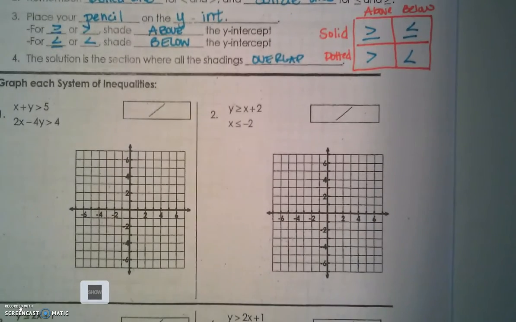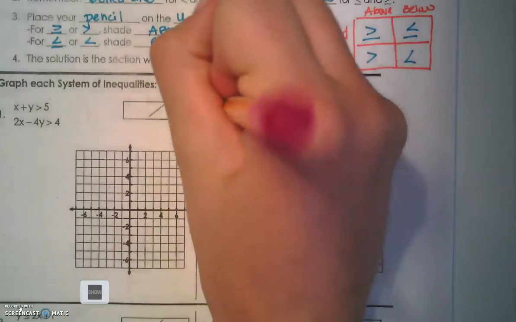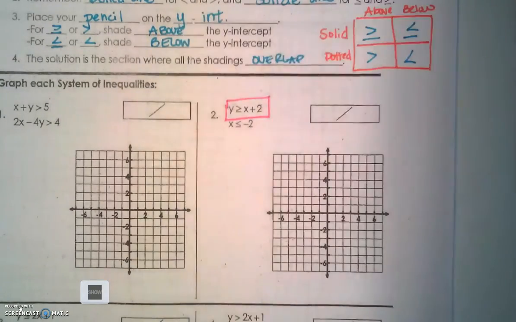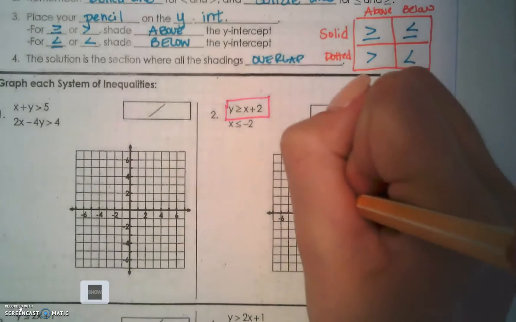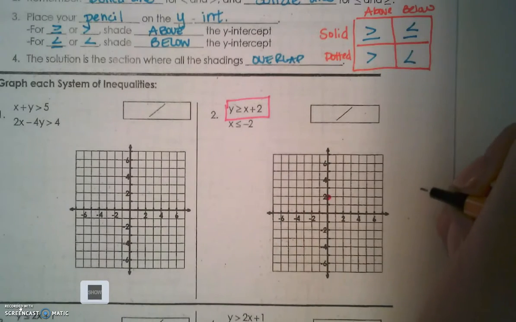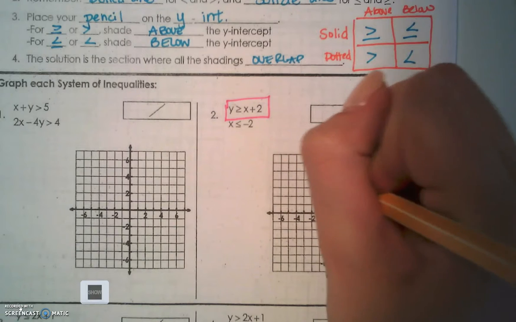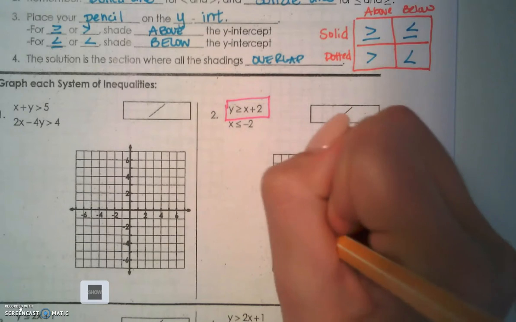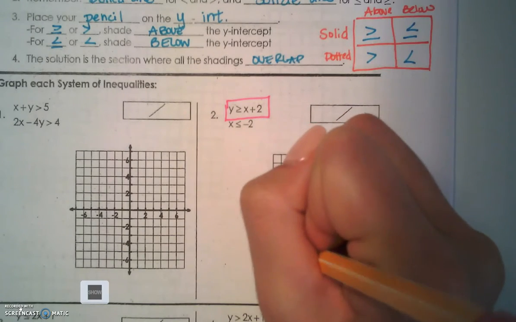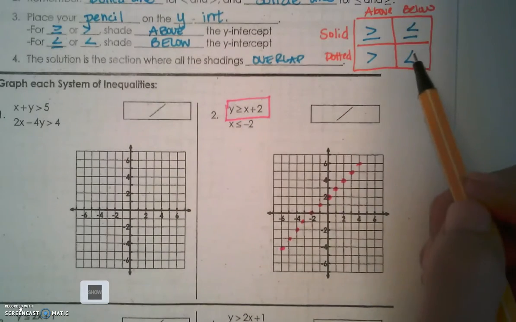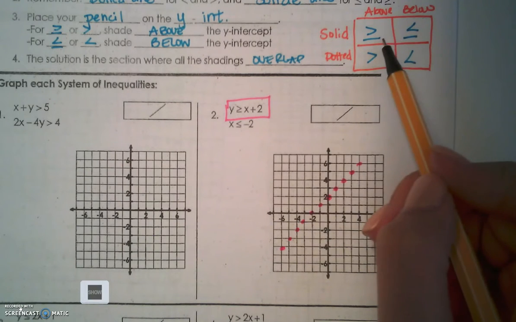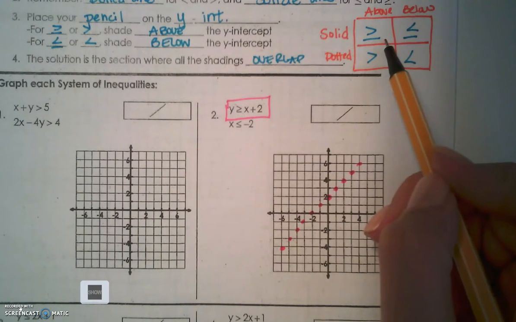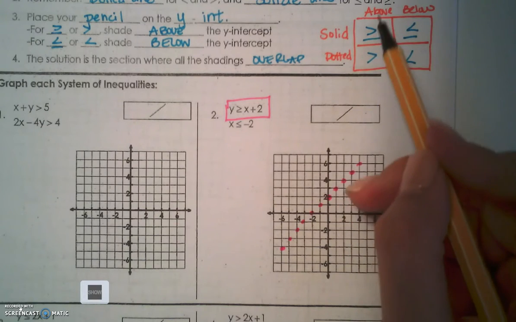So here in number 2, I'm going to choose a color. This first one is already ready to graph for me. I'm going to start my y-intercept at 2, and I have a slope of 1. So I'm going to go up 1 and over 1, down and to the left. It's a positive slope. And it's a greater than or equal to sign. So here's my greater than or equal to sign. That tells me it's solid and I'm shading above.